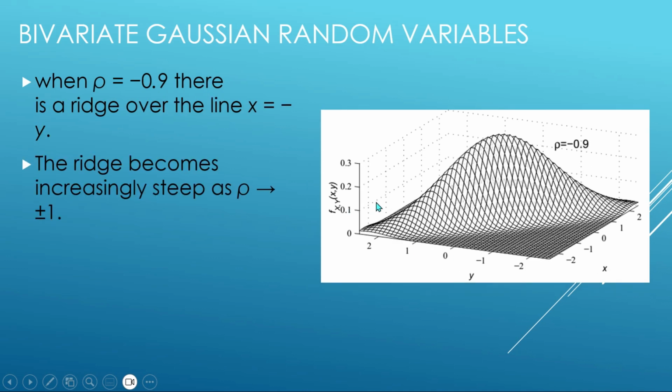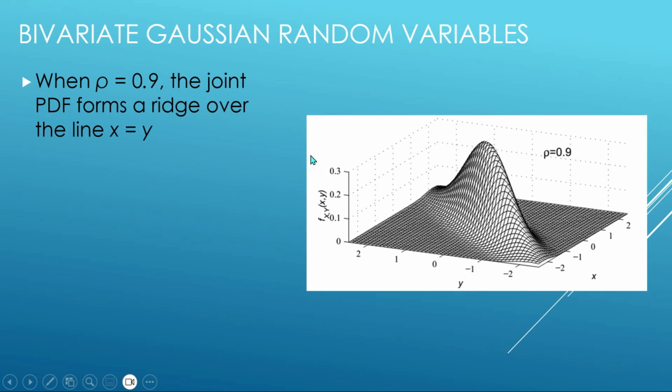And if the correlation coefficient is negative and high, rho equal to minus 0.9, then we see a ridge over the line x is equal to minus y. The ridge becomes increasingly steep as rho increases, plus or minus. The only difference is that the direction of the ridge has changed over here. Otherwise, this one is similar to this one.